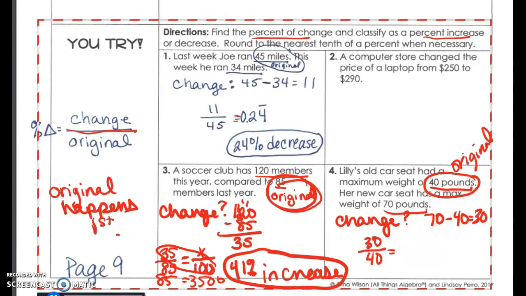I could do the percent proportion at this point, or I can just divide. I'm looking at the zeros and 3 divided by 4. I already know what that is. That's 0.75, which is not a percentage though, so I have to hop the decimal two times. So I have a 75% increase because the weight limit went up.